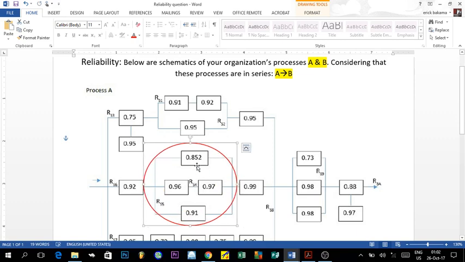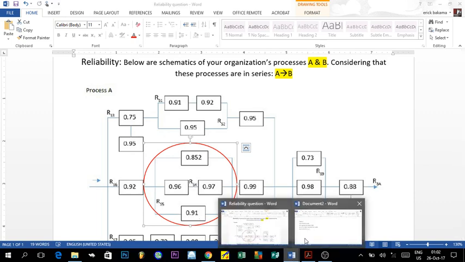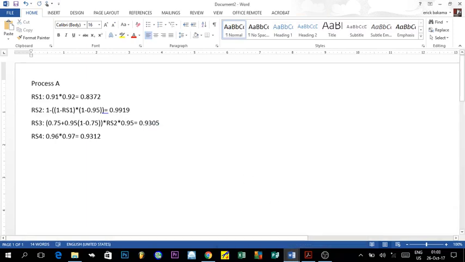It has three components, the first, the second, and the third. And the first is 0.852, which is in parallel with 0.96 and 0.97, which are made by error 4. And then we have the last one, 0.91. And then write the same formula, but in my case here, what I'm working on is a system that is in series, I mean parallel.